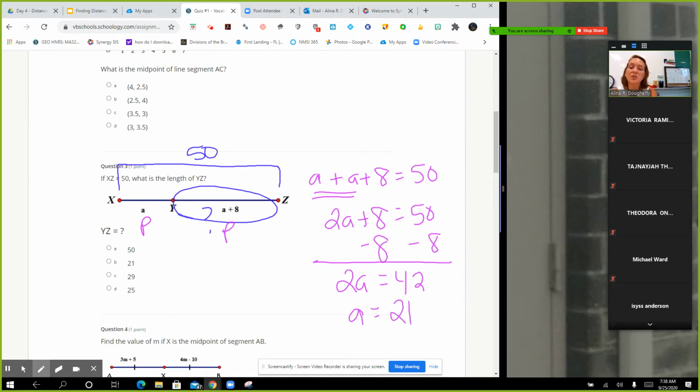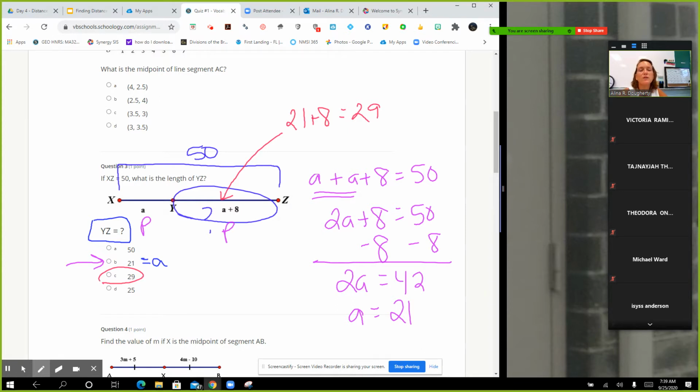The tempting answer here is this one. Why is that wrong? Because 21 is not YZ. Exactly. 21 is A, not YZ. So what's the final step I have to do? You have to do 21 plus 8. So the answer is actually 29.